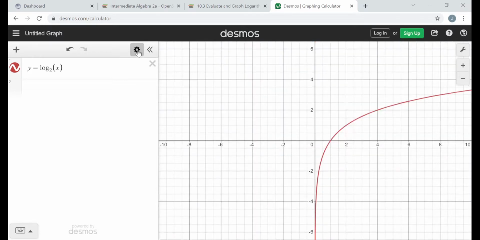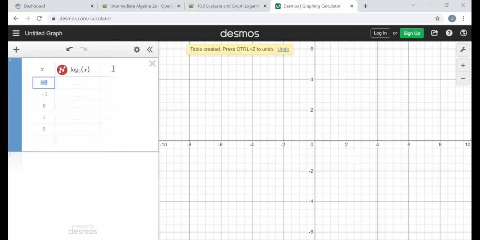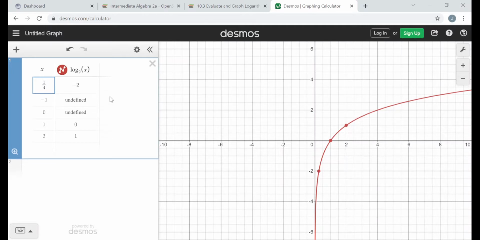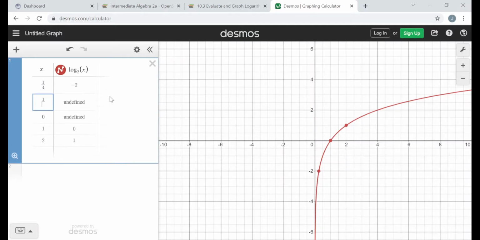And we could make a table. I have a table show up here and all these points plotted. See, -2, undefined. -1, undefined. 0, undefined. I have to plug in positive numbers only to this. So 1/4, 1/2. I'm plugging in powers of 2.